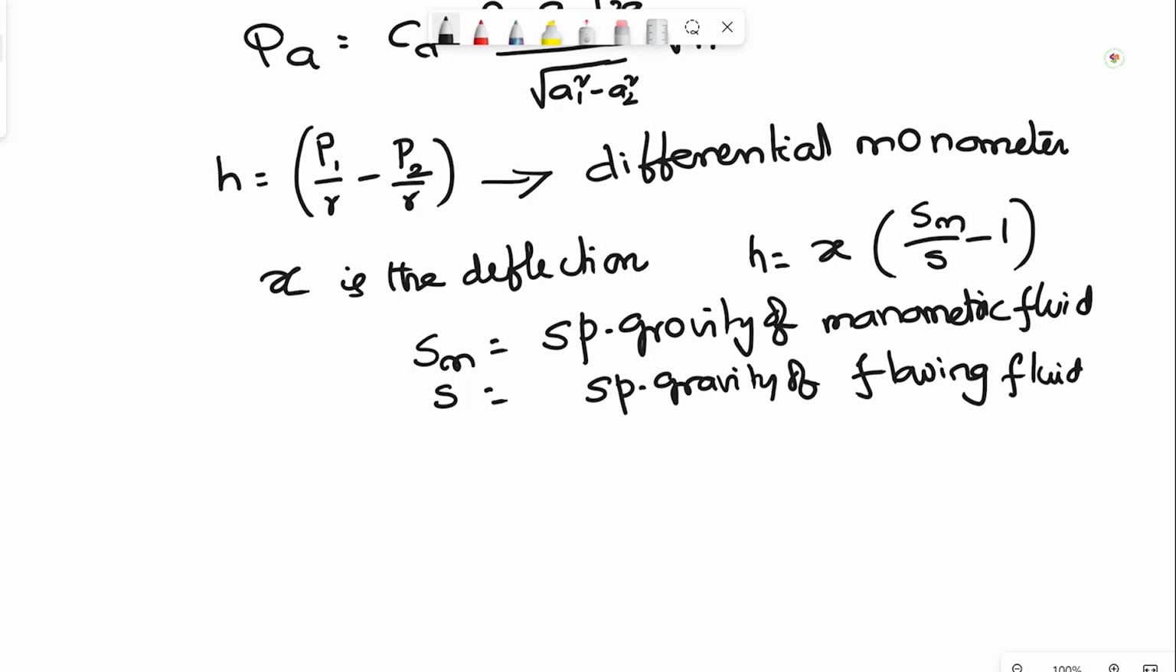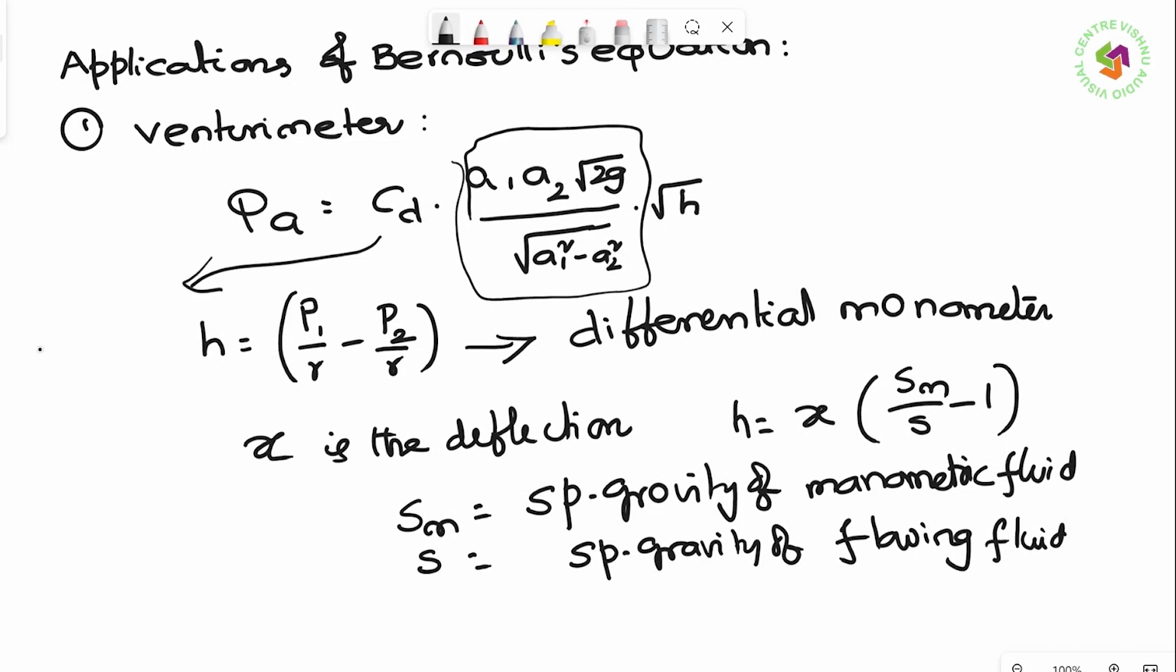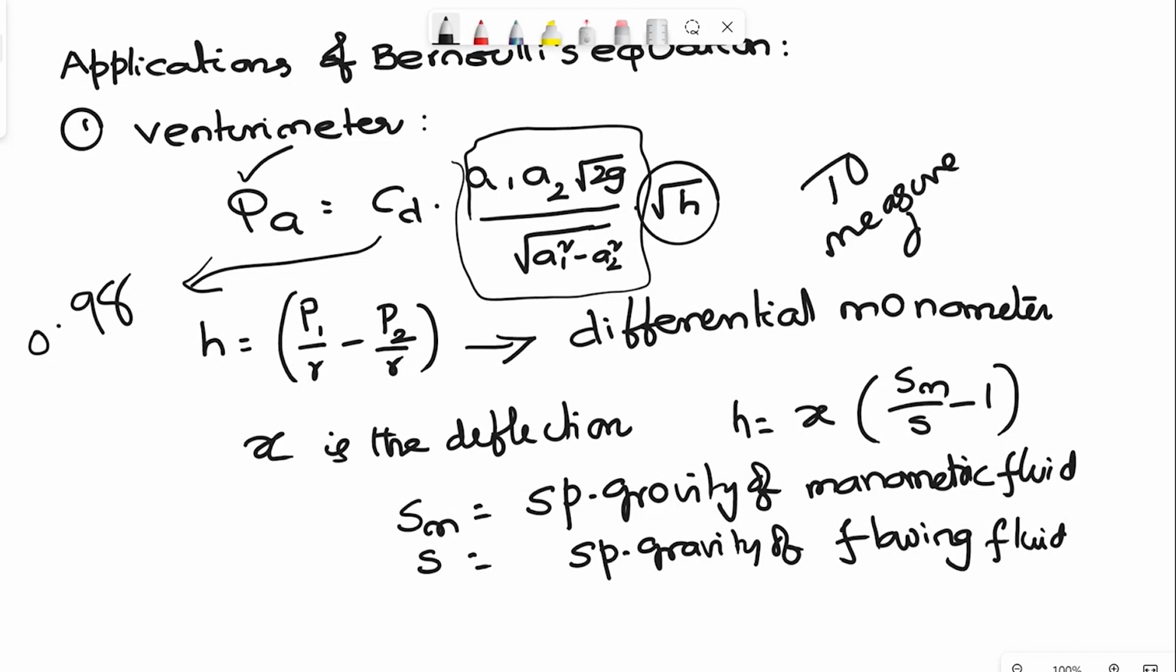Otherwise, A1 is the area of the Venturi meter at the inlet. A2 is the area at the throat. So if the diameters are given, we can calculate straight away the entire parameter. CD of the Venturi meter, generally it is 0.98. So H we have to calculate like this, so that we can estimate the discharge. The purpose of the Venturi meter is to measure discharge.